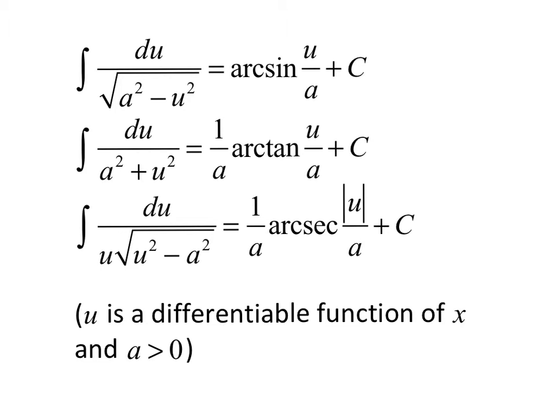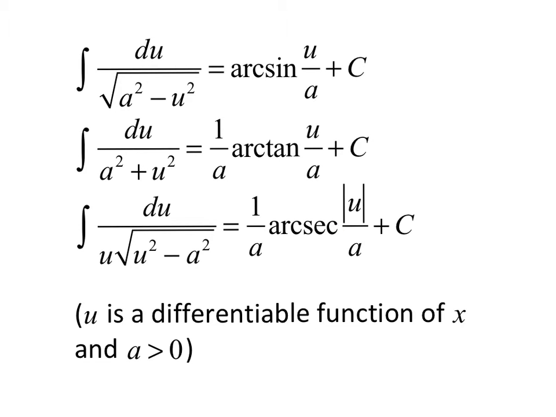Arccosine is just going to be the same thing as arcsine, the only difference being it will be negative in front. Arccotangent is the same thing as arctangent, the only difference being it'll be negative. And arccosecant goes with arcsecant, it'll just be the negative version of arcsecant.